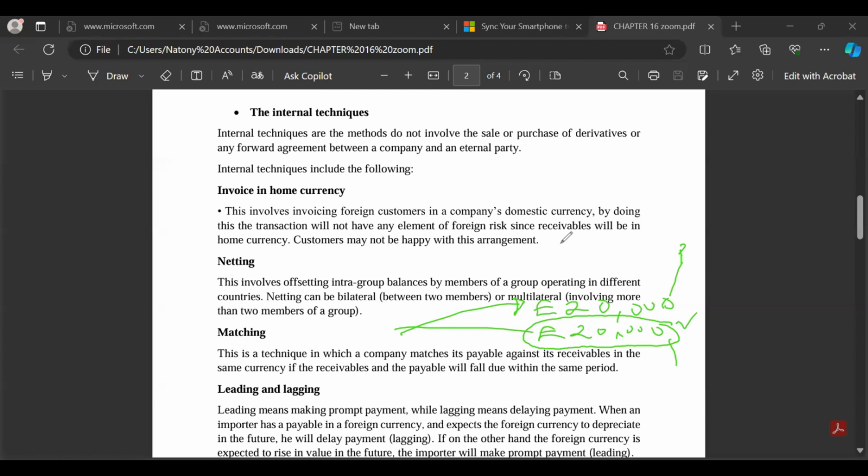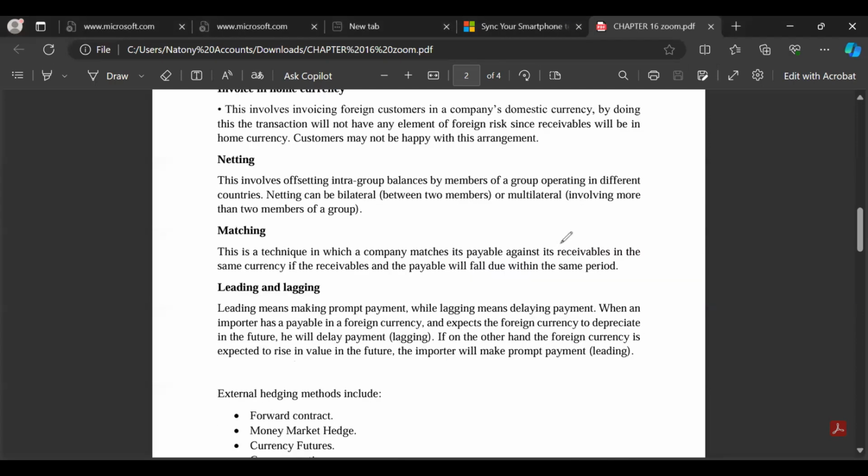The final is leading and lagging. What does it mean to lead? To lead means making prompt payments. If a company perceives that the exchange rates in, say, 30 days' time will not be favorable, the company may decide to make prompt payments. We call that leading. While lagging, on the other hand, means delaying payments.